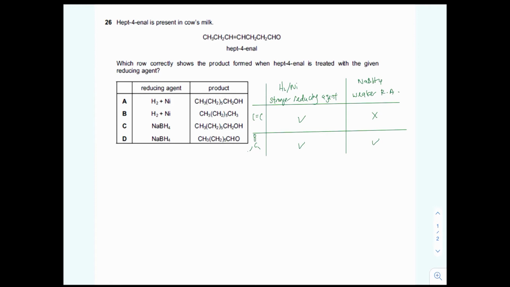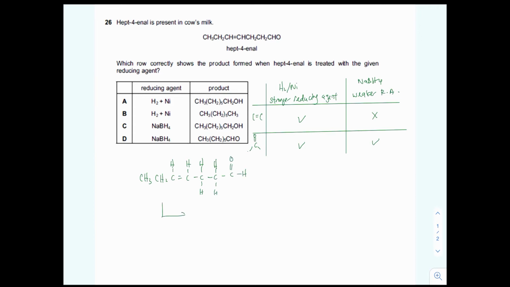Alright, now if we look at this structure, there are two functional groups here. One is the alkene, the other one is the aldehyde. So if I draw the structure: CH3, CH2, CH, double bond, CH, CH2, CH2, C, double bond O and H.